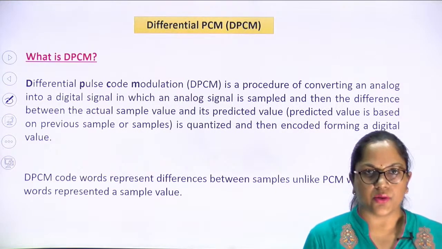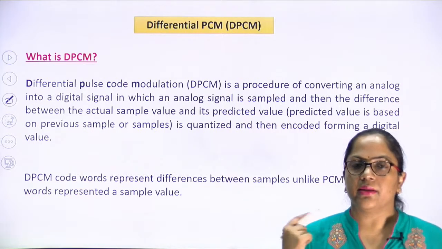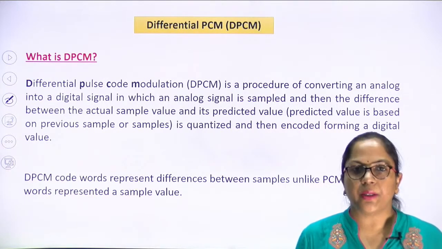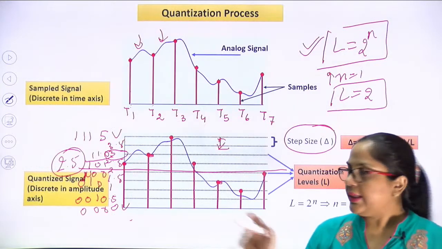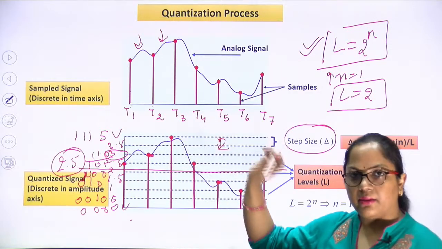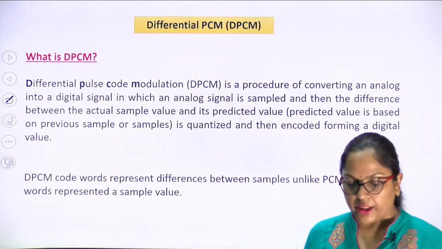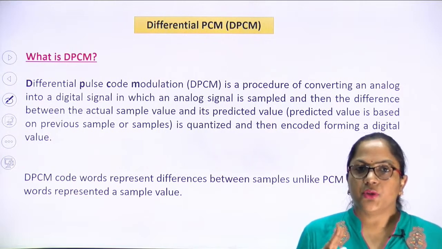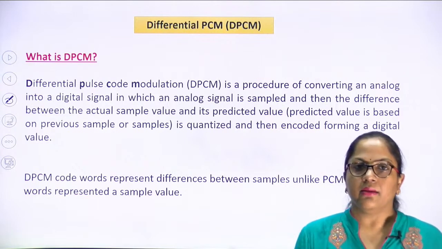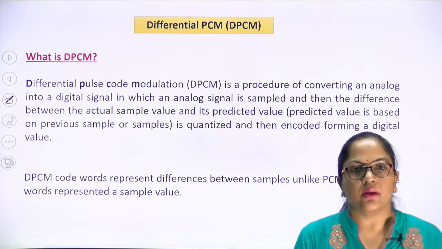So what can we do to reduce the bandwidth requirement? We have another method, which is known as differential pulse code modulation. What is differential pulse code modulation? First of all, why is this DPCM required? This DPCM is required to save bandwidth. In case of PCM, each original sample will be encoded and then transmitted. In case of differential pulse code modulation, we take the difference of two samples, and that difference will be quantized, then encoded and then transmitted. So it will help us to save bandwidth.